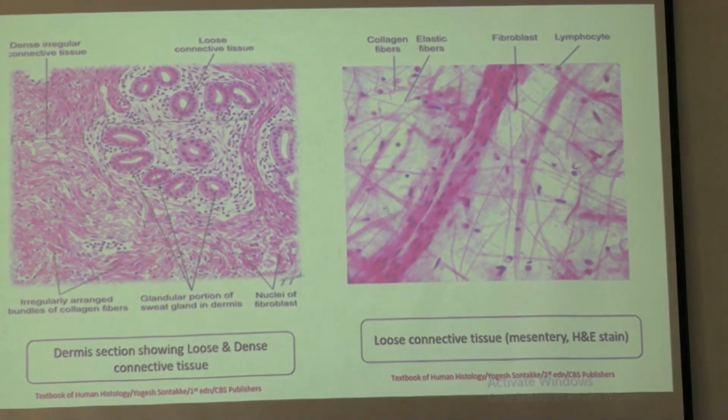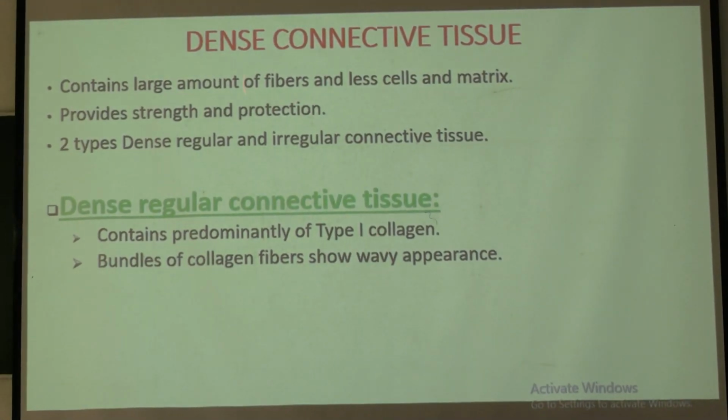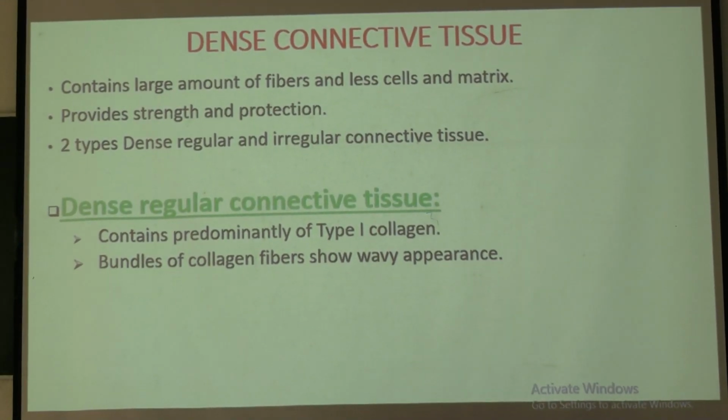But here in loose connective tissue, the spaces are larger, and ground substance is abundant. So that is the difference between dense and loose tissue. Next we are going to dense connective tissue.